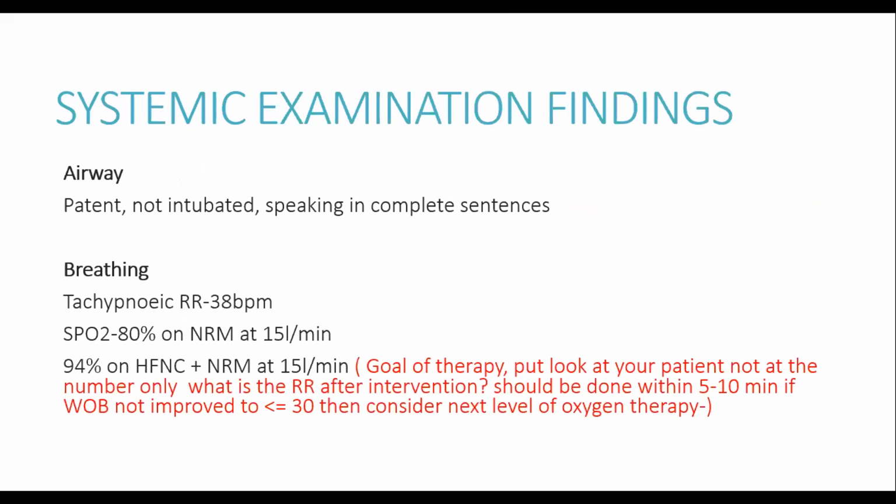She did achieve our 92 to 94% saturation, but I would be interested to know what the respiratory rate is here. If her work of breathing, meaning her respiratory rate, had not gone down to about 30 or less, then we should have considered the next level of oxygen therapy, which is the NIV. So a learning is, don't just put an intervention, wait for a couple of minutes, repeat your blood pressure, repeat your respiratory rate, and see where you are. So at this point, that's something we should have done.